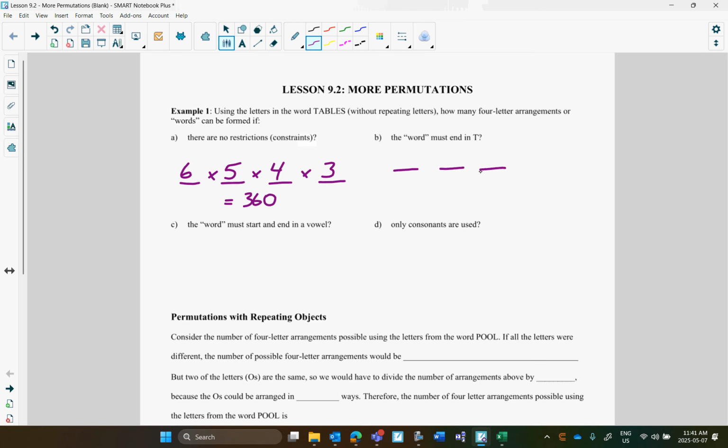The word must end in a T. So there's the restriction. I have to go to the last position of the word because it can only end in T, which means how many choices? 1. Okay, the T has now been used up. Now I can go back to the beginning. 5, 4, 3. And that gives me 60.